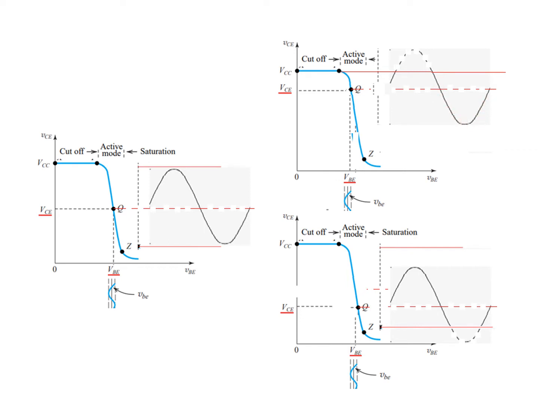And if we move this operating point down, then what will happen? The negative half of the signal will be chopped off, and only this portion will be available. So it is very important that we understand the importance of the operating point or Q point.